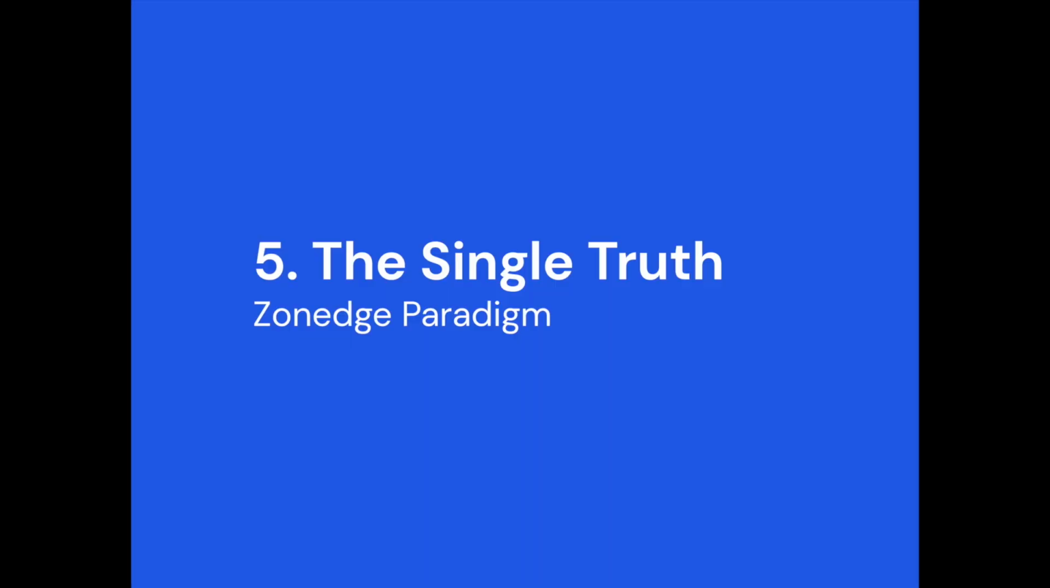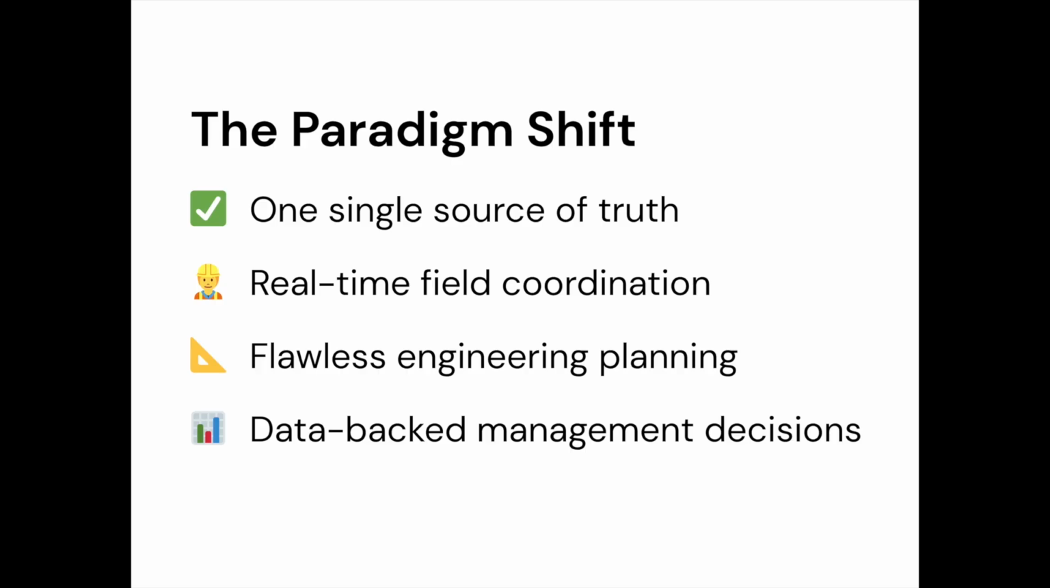All right, let's get to the solution. Section 5, Zonedge, the single truth. Clinging to Excel is actively giving your competitors the advantage. Zonedge is the absolutely necessary paradigm shift to fix all of this. First off, it creates one single source of truth, so no more 15 different versions of a file floating around. Second, it enables real-time field coordination, where your technicians can consult and update the live network state right there on the ground. Third, it allows for flawless engineering planning for proactive expansions. And finally, it guarantees data-backed management decisions.